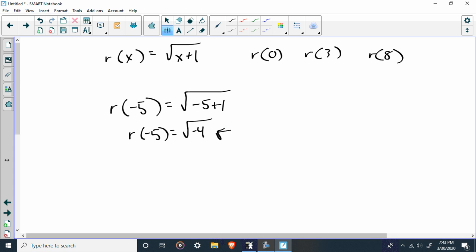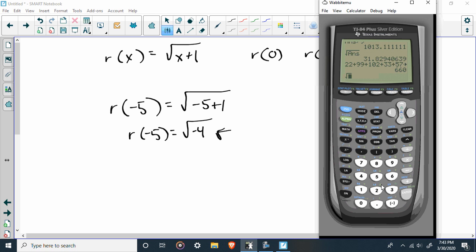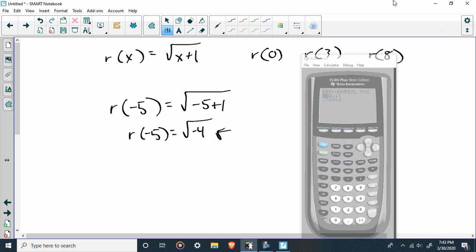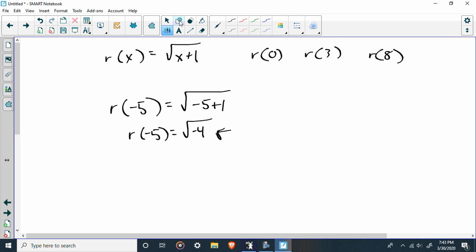When you go on your calculator and say, hey, what's the square root of negative 4? Your calculator tells you to go scratch, right? So it's a non-real answer. Okay? So is that okay? Yeah, there's no answer. That's fine. That's okay that there's no answer there.